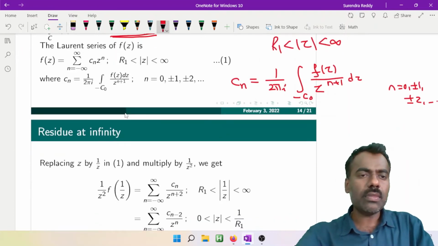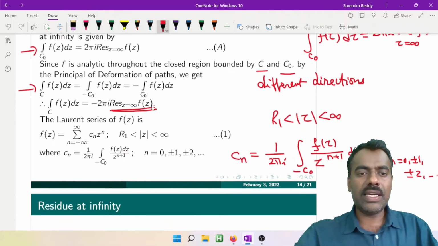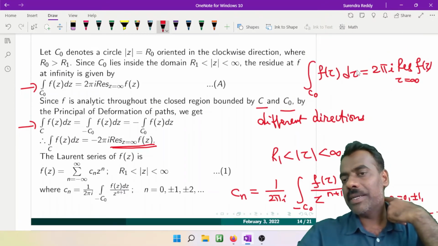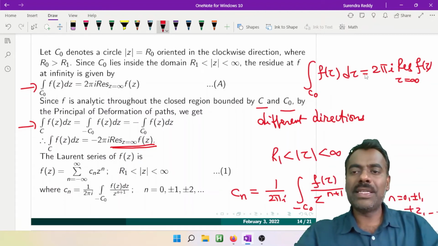Now, why do we want to have this z and 1 by z? If you observe here, the residue involves the integration of f of z dz. When you want to move it from infinity to 0, then we should go with d of 1 by z.